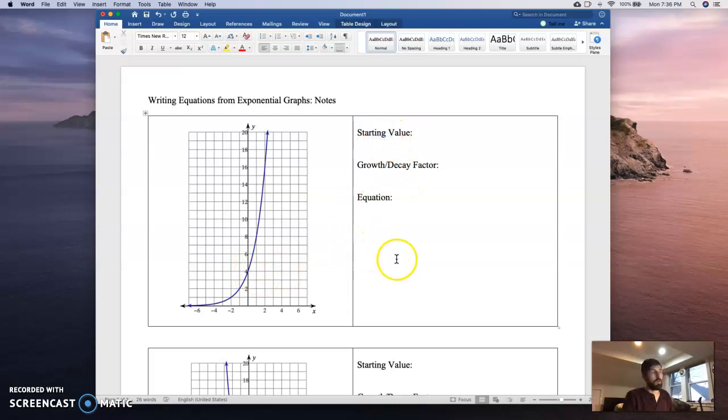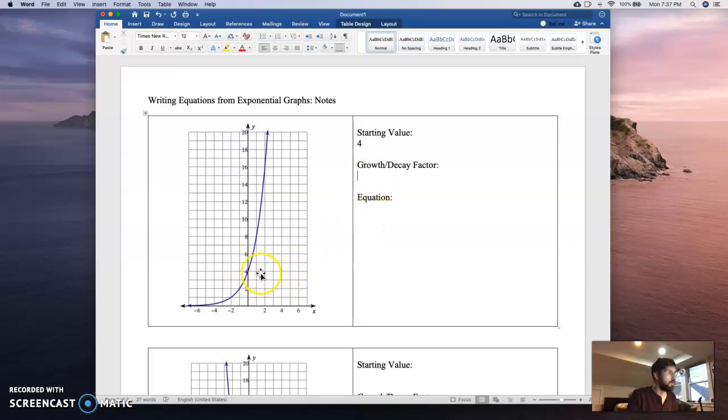The starting value is where your graph crosses the y-axis. So this point right here at 4 would be considered the starting value, because that is where your graph is going to begin. Whenever x is equal to 0, that's what you get.